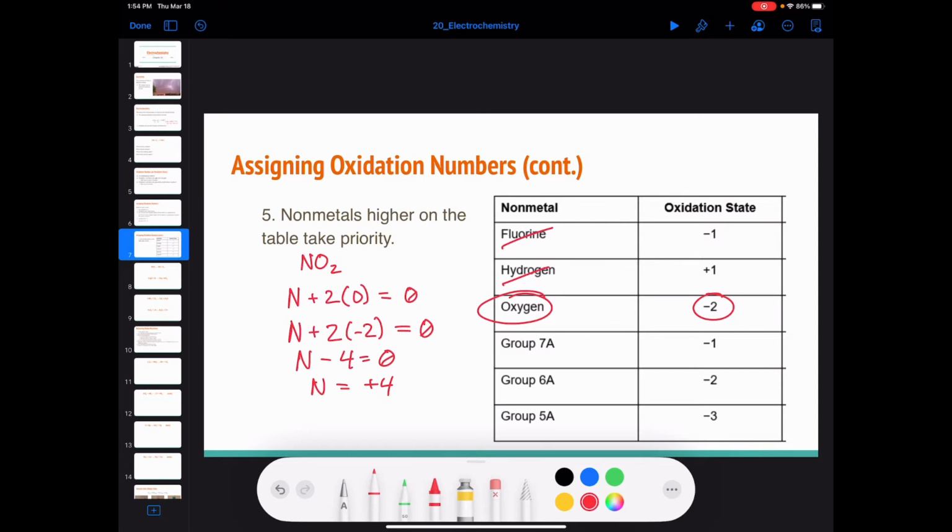Okay. Now notice that if we had kept going down with the rules, we'd say, wait, nitrogen's in group 5A, so it should have a -3. But we have to apply those rules in priority, right? And so oxygen gets its -2, and then nitrogen gets stuck with the +4. So that's just kind of how it is, right?